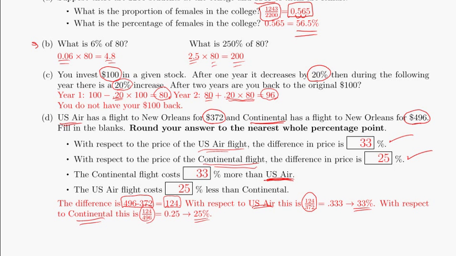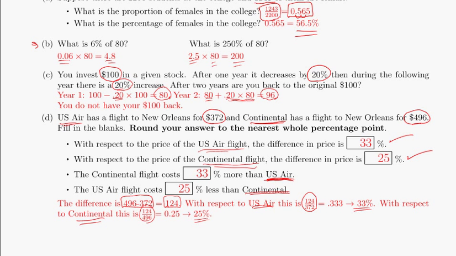And the U.S. Air flight, which is 372, it's actually 25% less than Continental, because the base price is the Continental value. So you take the original value for Continental and drop it by 25%, and you wind up at the U.S. Air. And it's fairly tricky, because look, it's the same difference, but it's a matter of which one you're using as the original value. So you got to keep an eye on that, because a lot of people confuse that.